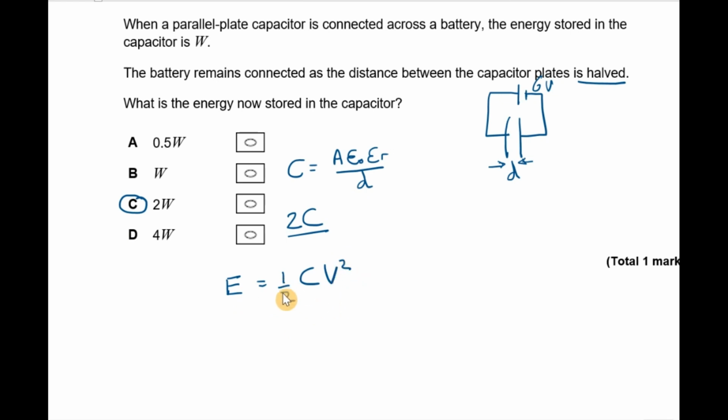but the energy is equal to half the capacitance. So if I double the capacitance, then I'm going to double the amount of energy. And we said the original energy was W, so I'm going to end up with 2 times W. I'm going to get the answer C.